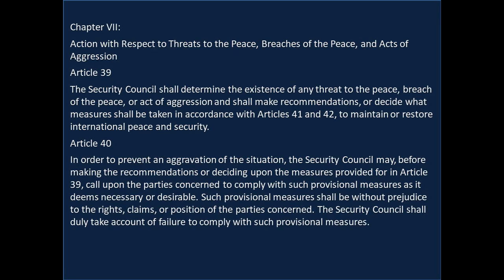Chapter 7. Action with respect to threats to the peace, breaches of the peace, and acts of aggression. Article 39. The Security Council shall determine the existence of any threat to the peace, breach of the peace, or act of aggression and shall make recommendations, or decide what measures shall be taken in accordance with Articles 41 and 42, to maintain or restore international peace and security. Article 40. In order to prevent an aggravation of the situation, the Security Council may, before making the recommendations or deciding upon the measures provided for in Article 39, call upon the parties concerned to comply with such provisional measures as it deems necessary or desirable. Such provisional measures shall be without prejudice to the rights, claims, or position of the parties concerned. The Security Council shall duly take account of failure to comply with such provisional measures.